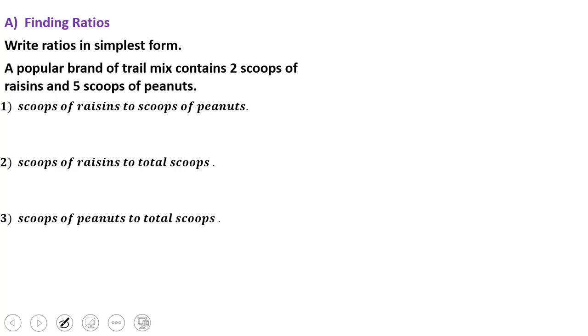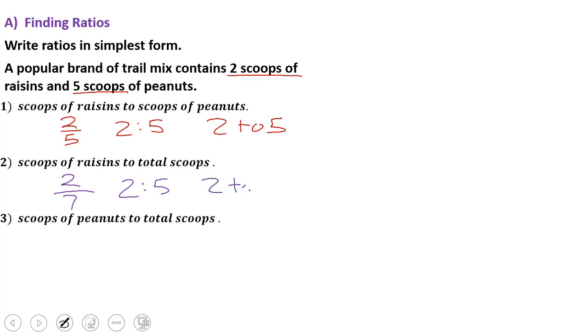And we can see right up here, 2 scoops of raisins and 5 scoops of peanuts. So I can say 2 to 5. And I can write it all 3 ways, depending on what is asked of you in your practice. Most of the time, of course, we're going to write it as a fraction. Number 2, scoops of raisins to the total scoops. So once again, we have 2 scoops of raisins, and the total number of scoops now would be 7, because raisins and peanuts added together is 7 scoops. So I can write that in all 3 forms as well.